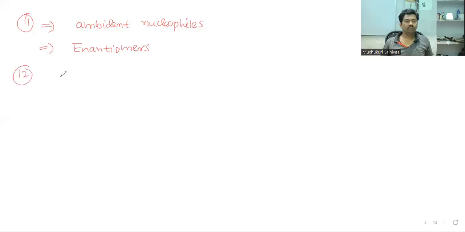Then from the 11th chapter, you read ambident nucleophiles. The next one, enantiomers. From the 12th chapter, you read HVZ. Very, very important question, the Hell-Volhard-Zelinsky reaction, HVZ reaction.